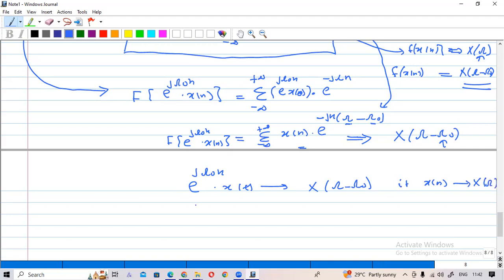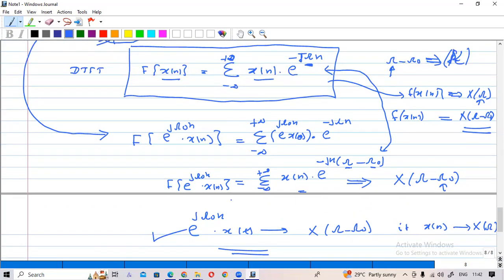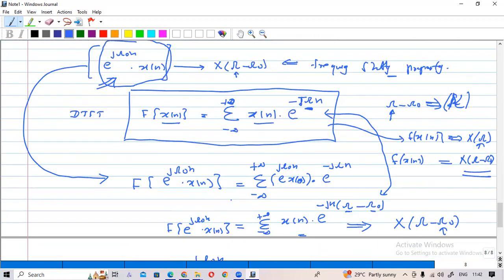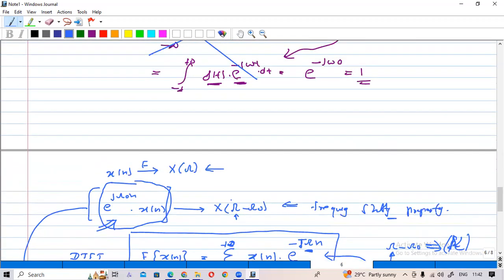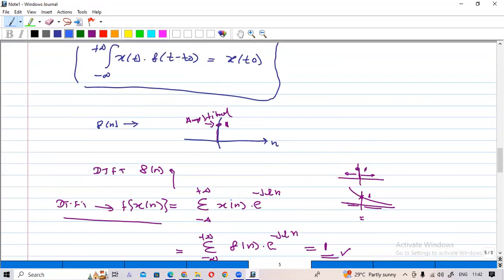So this is the proof. Actually, this is the frequency shifting property. And there is a time shifting property also. If we have time, we will try to do that one also. We will try to learn the time shifting property.